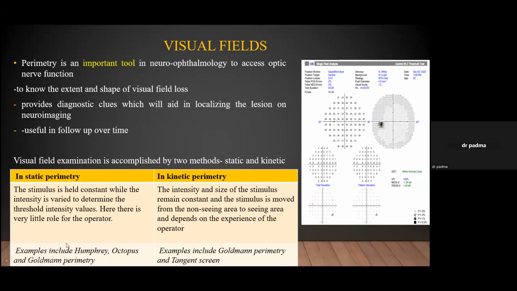The examples include the Humphrey, Octopus, and Goldmann perimeters. And in kinetic perimetry, the intensity and size of the stimulus remain constant, but the stimulus is moved from a non-seeing area to a seeing area. Examples include the tangent screen and Goldmann perimetry.